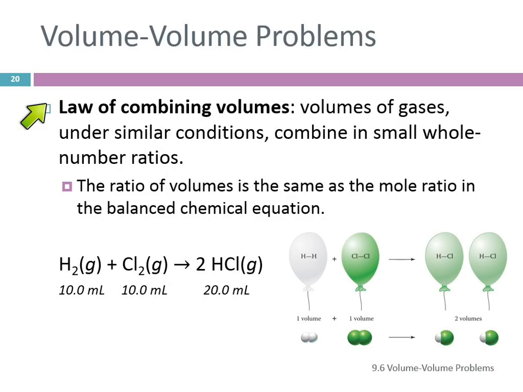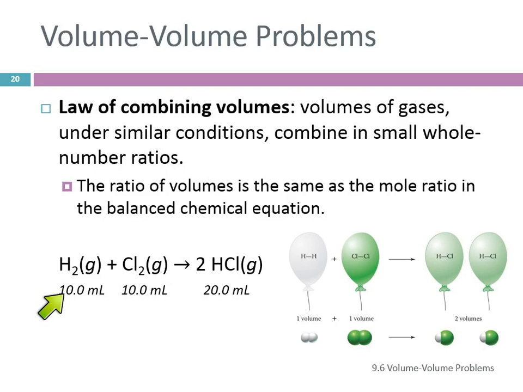So, the law of combining volumes. Volumes of gases under similar conditions combine in small whole number ratios. And the ratio is the same as the mole ratio in the balanced chemical equation. Here we have a balanced chemical equation. 1 H2 reacts with 1 Cl2 to make 2 HCl. Or 1 mole of hydrogen gas reacts with 1 mole of chlorine gas to make 2 moles of hydrogen chloride gas.